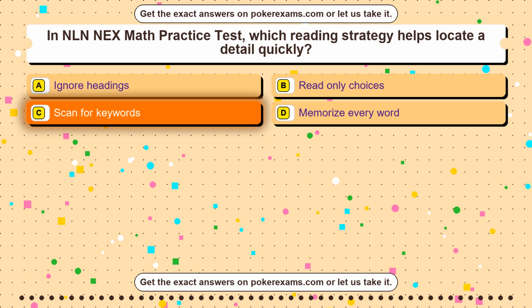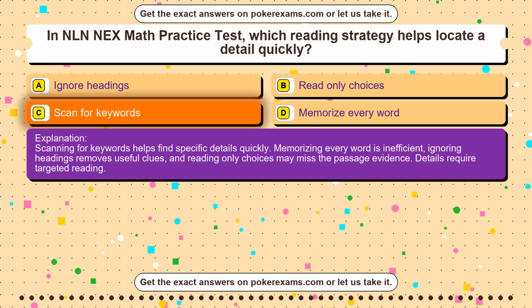Scan for keywords. Scanning for keywords helps find specific details quickly. Memorizing every word is inefficient, ignoring headings removes useful clues, and reading only choices may miss the passage evidence. Details require targeted reading.